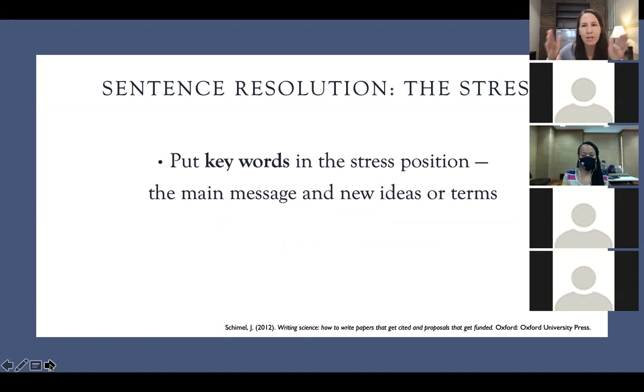If you have a multi-clause sentence, you'll have several different stress positions at the end of each clause. The end of the sentence is still that main power position, but even within clauses, the end of a clause is going to be more of a key power position than the beginning of a clause. So it works within smaller structures as well.